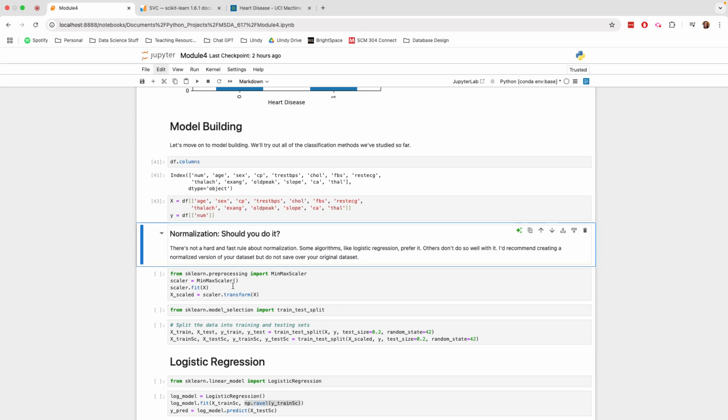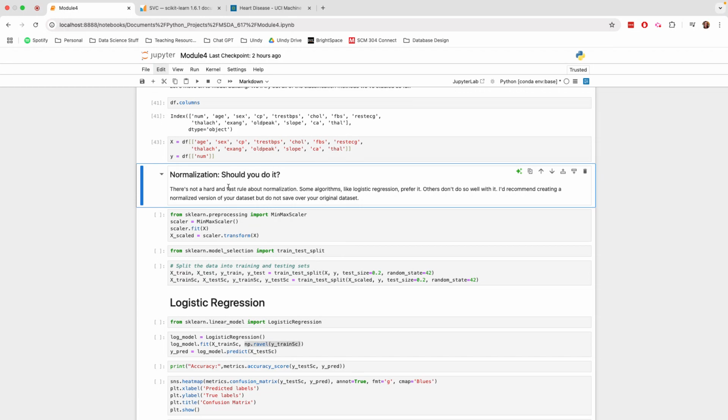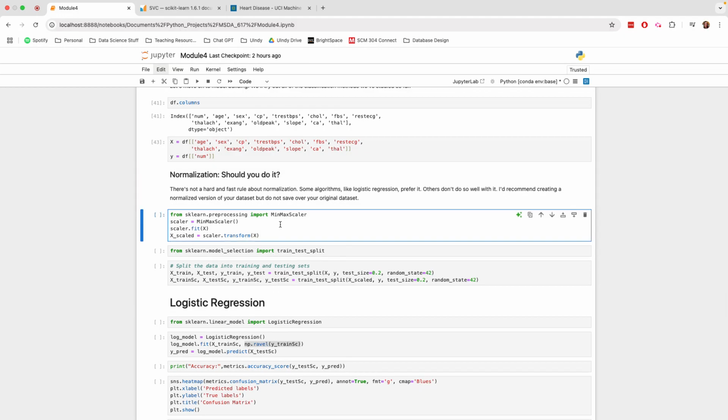But I do want to say, do not normalize your data and save over your data set. So do not get rid of your original data set. You're going to need it. And I honestly recommend normalizing your data set and trying it both ways because you might be surprised what works and what doesn't. So I'm going to start off with this min-max scalar.